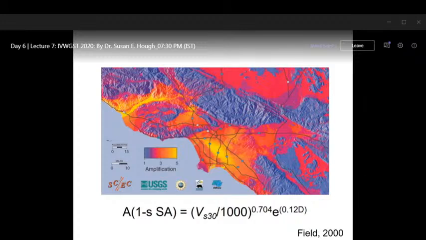But I've explained that amplification depends on the period of shaking. So if you think about this map, it doesn't tell you what period of shaking. Is this amplification at 10 hertz?